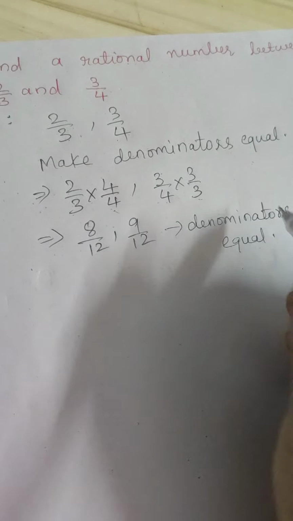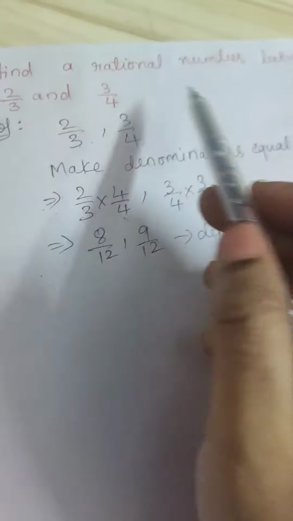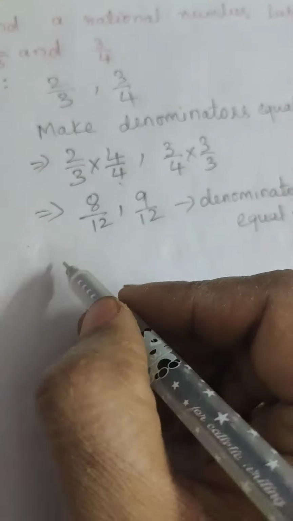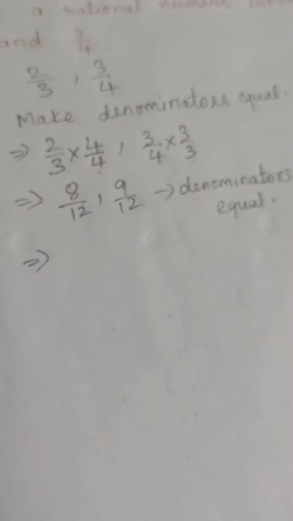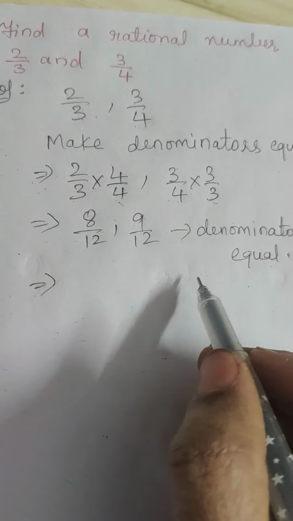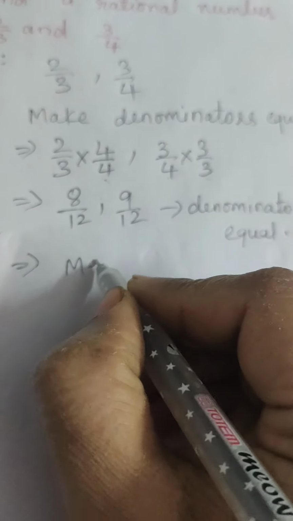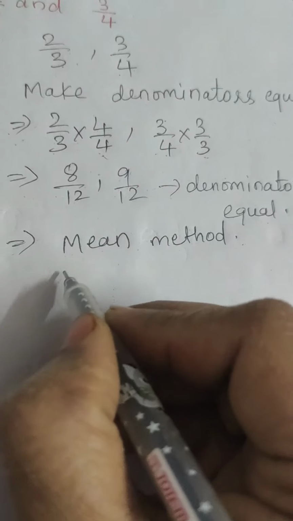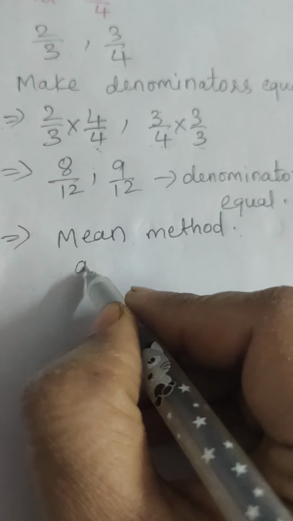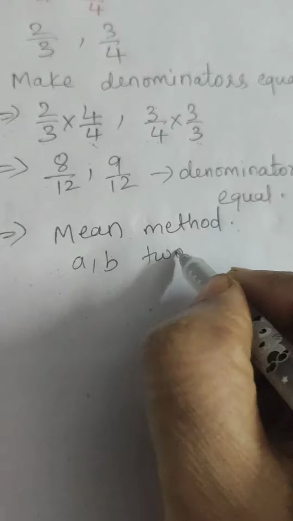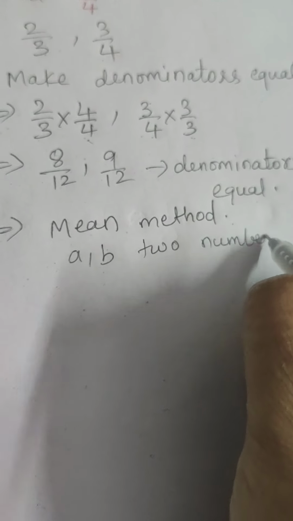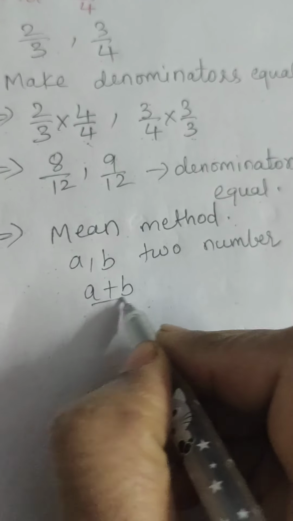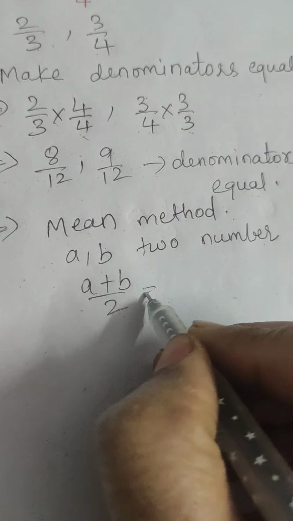Now what is the question? Find a rational number between these two numbers. Here we need only one rational number, so we can do it directly by the mean method. What is the mean method? If A and B are two numbers, then between these two numbers we get a rational number by A plus B by 2. This is the format.